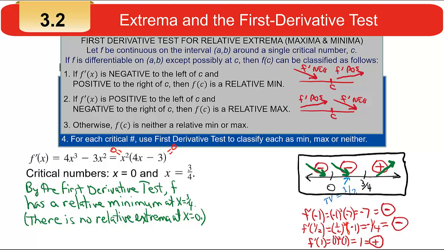There is no relative extreme at 0 because I get a down, down. I don't get a down, up. I don't get an up, down. I get a down, down. No extrema there. The relative minimum is at 3/4.